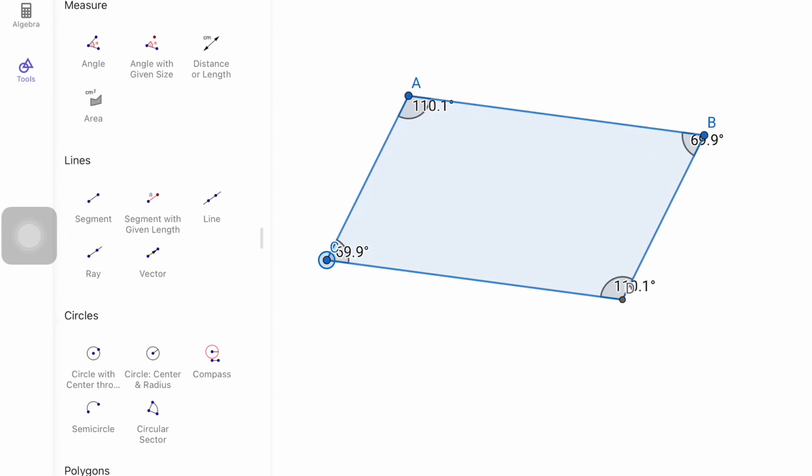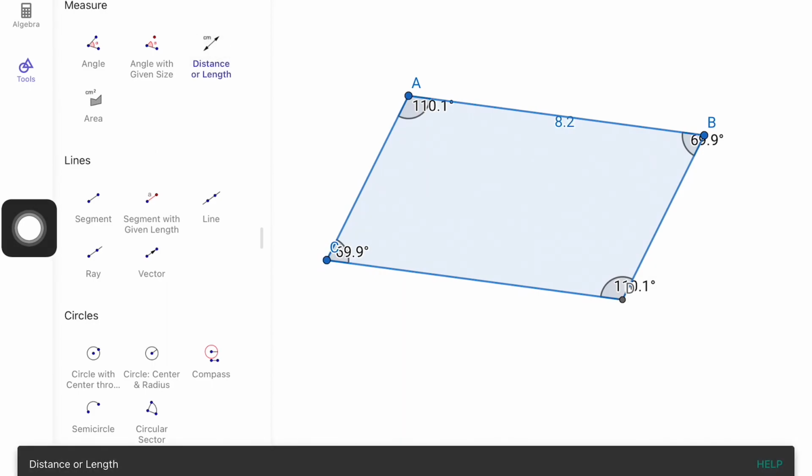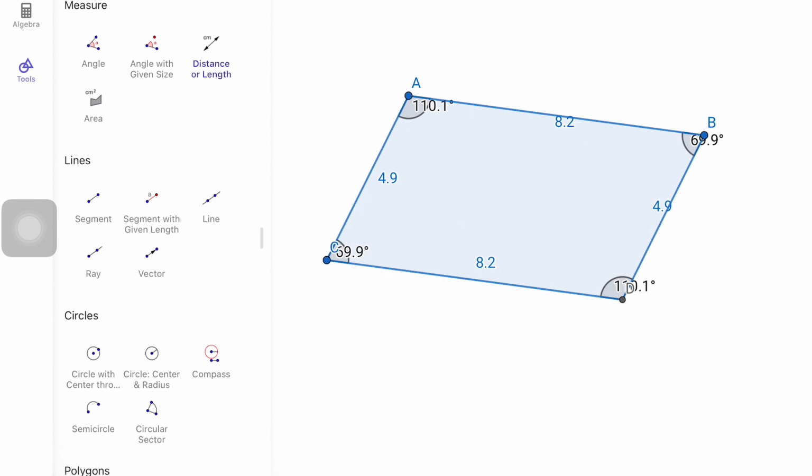Now, let's look at distance or length. So go under measure and find distance or length. And you're going to tap on the sides of the parallelogram. And I noticed something else about the parallelogram. The parallelogram has opposite sides that are equal. And what shape does that remind you of?